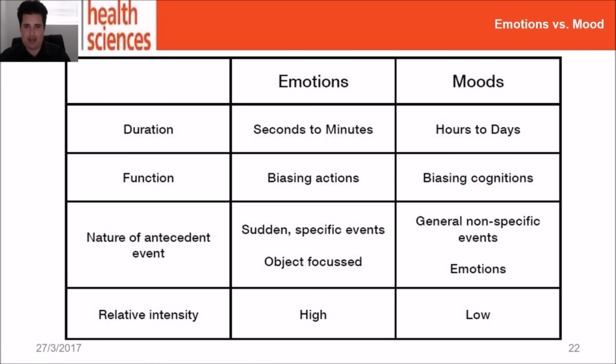The duration: emotions are immediate. They go for seconds or minutes, tops. Moods go for hours or days, or if you have a mood disorder, sometimes protracted for weeks or months. Emotions' function is biasing our actions in real time, whereas mood is about biasing our cognition and our planning. The antecedent event, the thing that triggers an emotion, is some object-focused thing in real time. You're reacting to some judgment about the world in real time when an emotion starts up, whereas moods are kind of general, non-specific events. They accumulate over time. In fact, usually it's just the previous emotions that you've had, and whether they were positive or negative, that changes your mood, puts it up or down over time. And as I said, emotions are high intensity, and even though mood can be very debilitating when it's quite intense, relative to an emotion, mood is very low intensity.